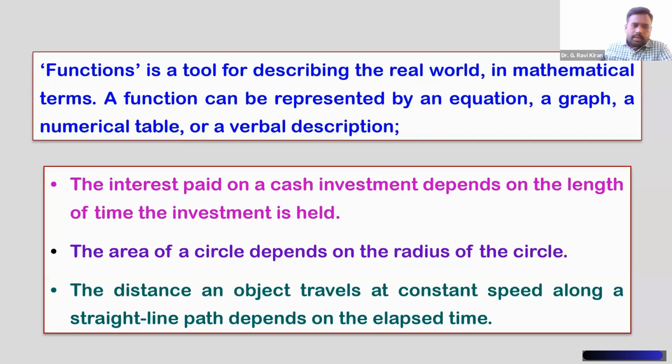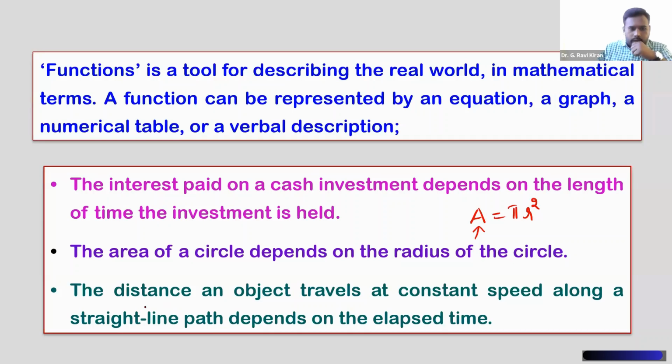If you take the second one, the area of a circle depends on the radius of the circle. As we know, the formula for the area of a circle is A equals pi r squared, if you remember correctly. So if you know the radius of a particular circle, you can easily find the area. Area is one quantity here and radius is the other. Area depends on radius, so you can represent area as a function of radius.